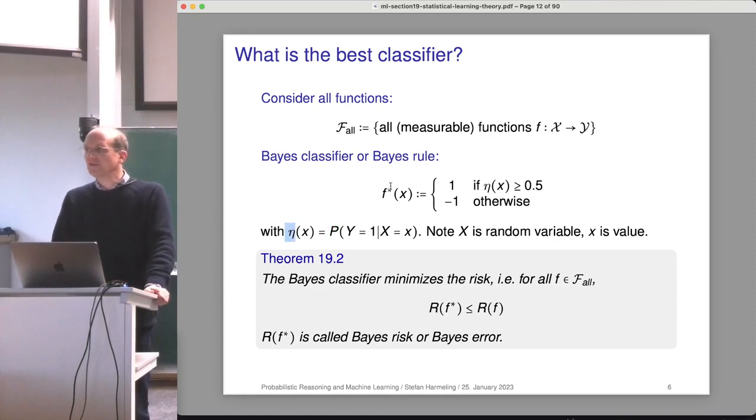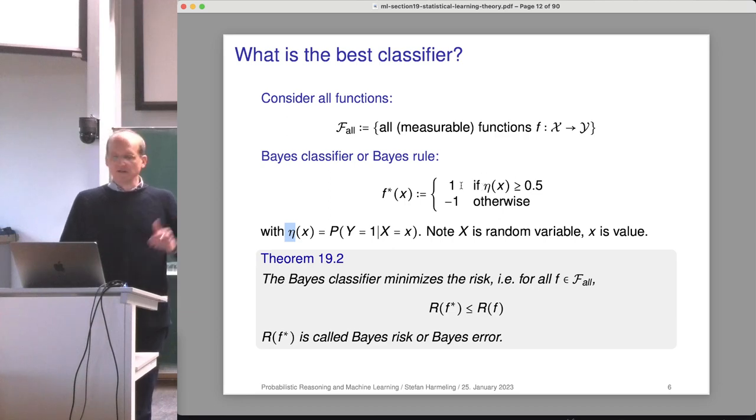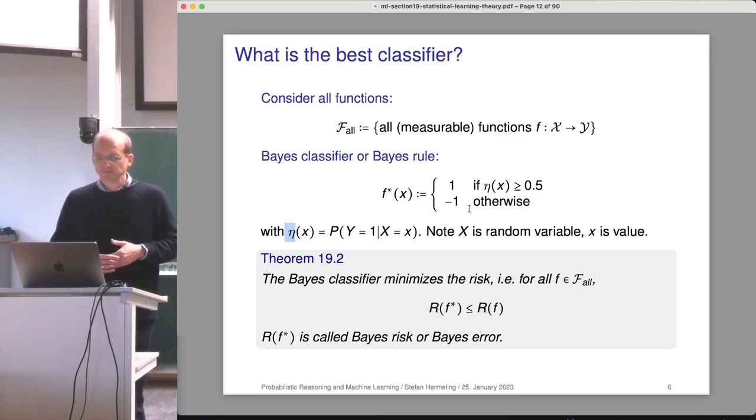So this Bayes classifier, or so-called Bayes rule, is just a theoretical construct. I can write it down and say the best possible classifier is the one that calculates the probability of being in class 1, given that I know the location. And if this probability is greater or equal than 0.5, then I'm saying it is in class 1, otherwise in class minus 1.